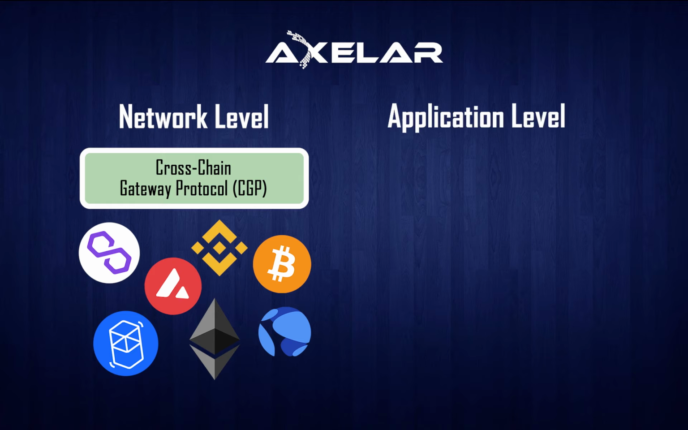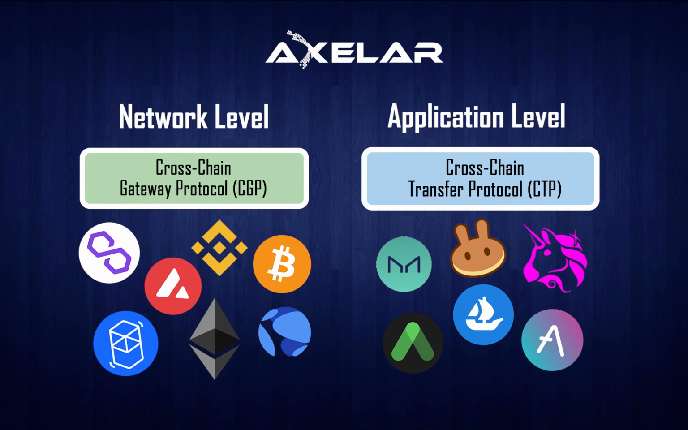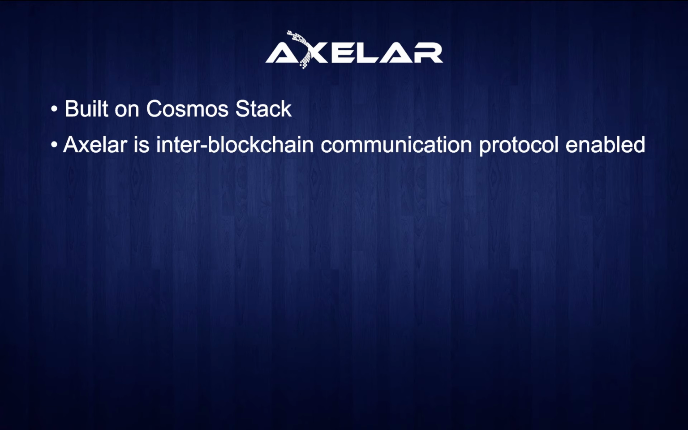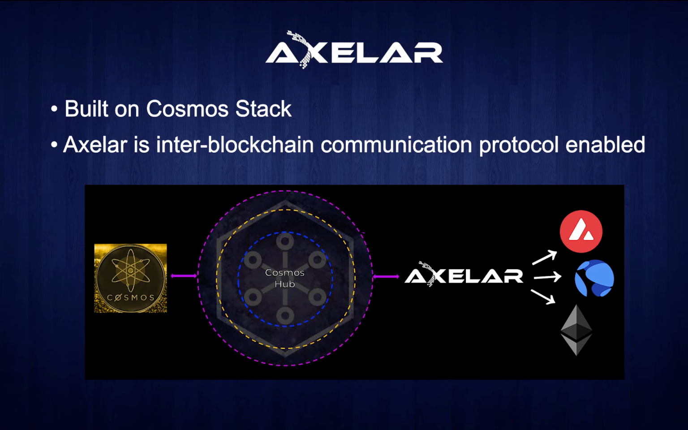At the application level, Axelar has the Cross-Chain Transfer Protocol, CTP, which is analogous to HTTP on the Internet. Application developers can connect their dapps on any chain to perform cross-chain requests. Axelar is one of the Cosmos ecosystems and is built on the Cosmos stack. Axelar is IBC enabled, which means that users can take an asset built in the Cosmos ecosystem, route it through IBC to Axelar, and Axelar will help deliver it to another external ecosystem.